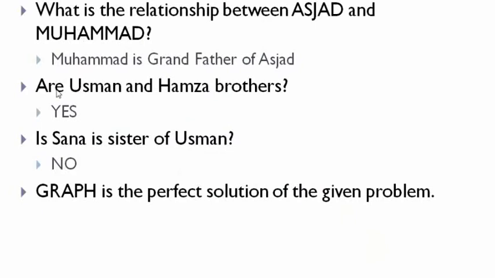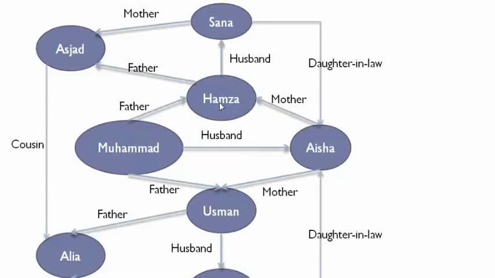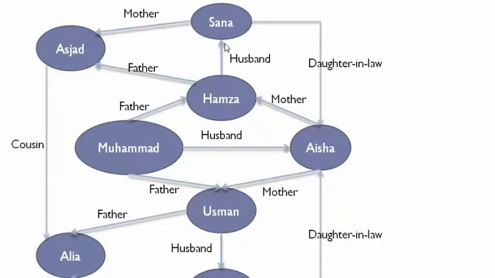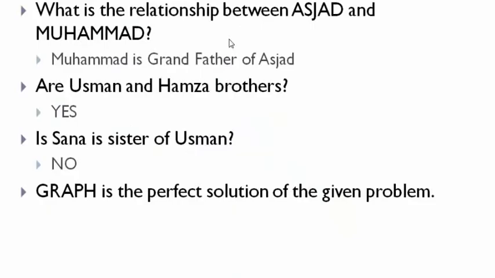Now, the second question is, are Usman and Hamza brothers? Let me check the graph again. Usman and Hamza, yes, because they both belong to Muhammad and they are brothers. Is Sana the sister of Usman? Let's check the graph again. Here is Sana and here is Usman. No, they are not. Sana is not a sister of Usman. So as you can see, when we use the proper structure to organize information, we can extract the information from that data structure.